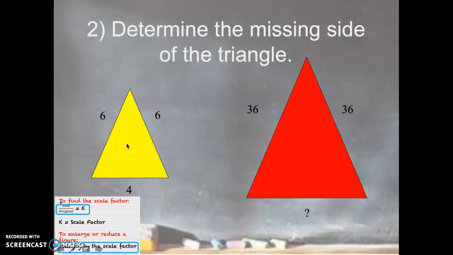Here's another one. We're going from small to big, so my scale factor should be larger. I have 6, and I have 36. All I have to do is pick my new. My new is the larger one, the second one, divided by my original, which is 6. And I'm going to get the scale factor of 6 because 36 divided by 6 is 6. And all I have to do is look for my corresponding side for the question mark. It's right here. 4 times 6 is going to give me 24.